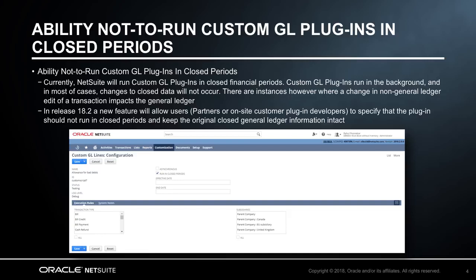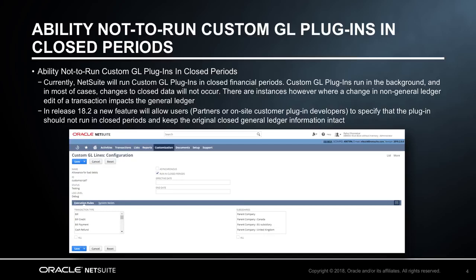The Custom GL Lines plugin modifies the general ledger impact of standard and custom transactions. You can use the Custom GL Lines plugin to comply with a wide range of global accounting standards by applying custom transaction logic that adds lines to the NetSuite GL impact page.